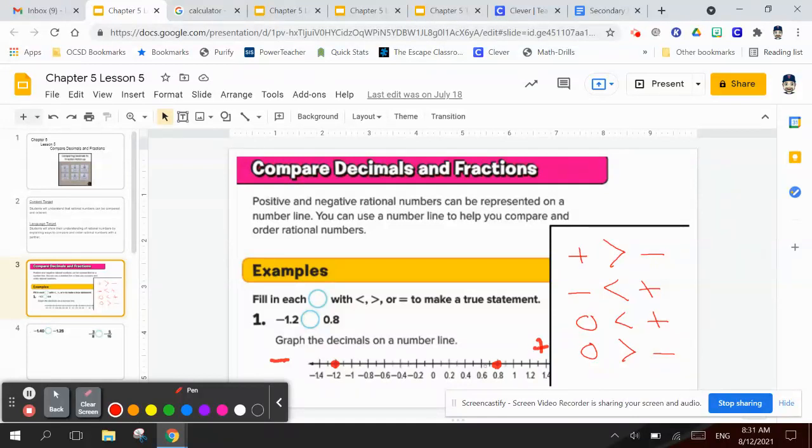So when you compare those, which one's furthest to the right? That's going to be your greater number. Well, 0.8 is over here. Also, this one is negative, this one's positive. So if we look over here on our chart, negatives are always less than positives. So -1 2/10 is less than 8/10, just by looking at the signs.